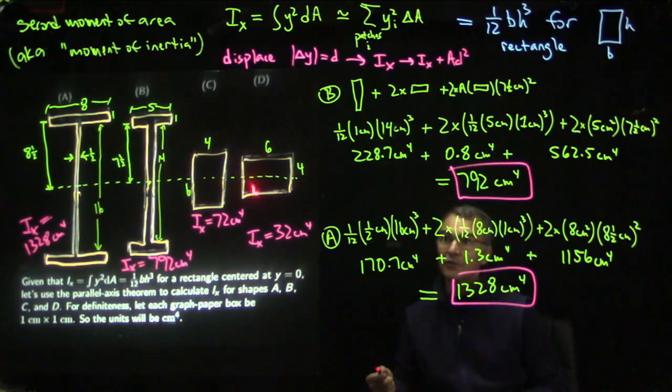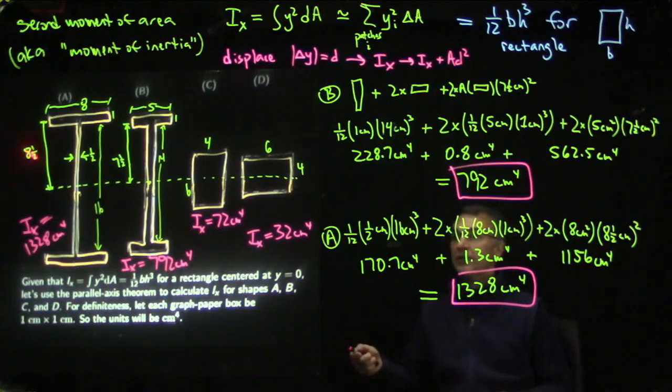So you can see already, since all 4 of these shapes are the same area in cross-section, you can see why an I-beam has the shape that it has. It's because you really want to put most of the material far away where that y-squared factor makes a big difference to make the I-beam as stiff as possible. Now let's see where these numbers come from.